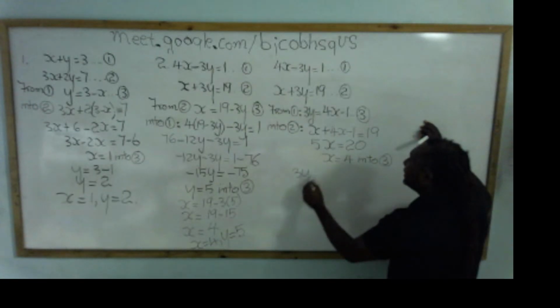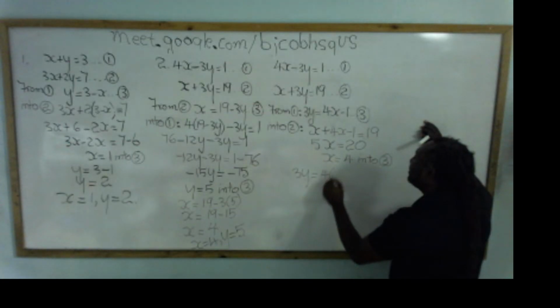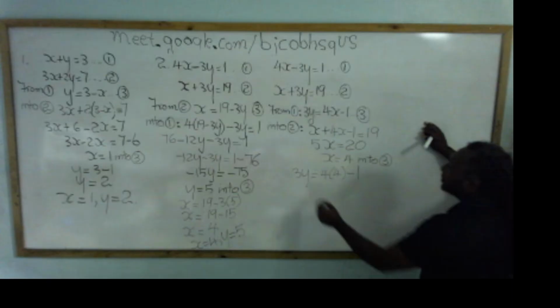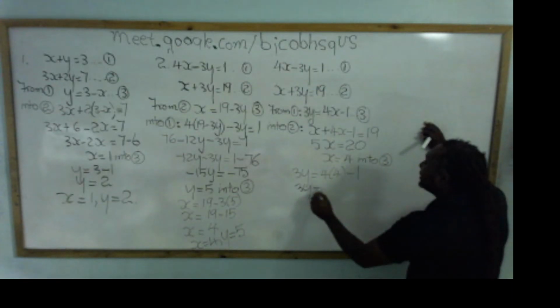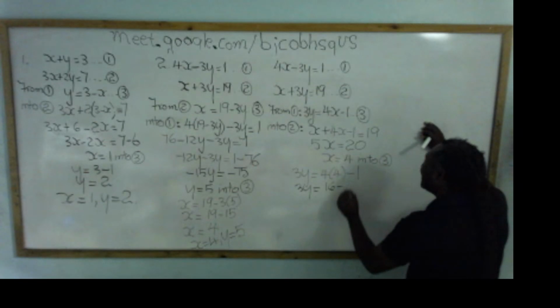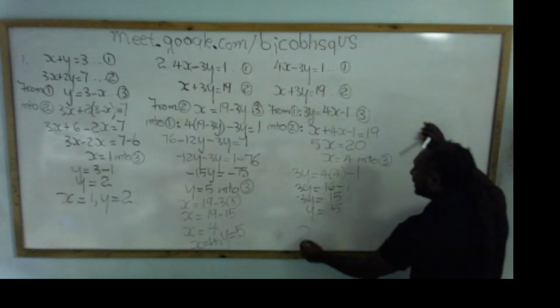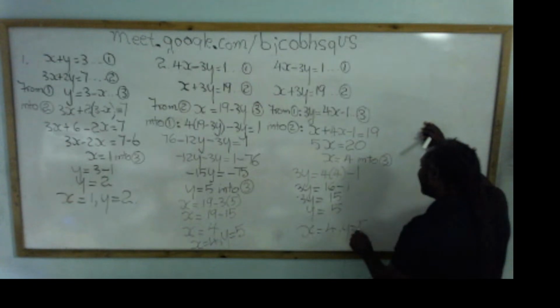3y is equal to 4 times 4 minus 1. So 3y is equal to 16 minus 1. So 3y is equal to 15, with y equals 5. So x is equal to 4, y is equal to 5.